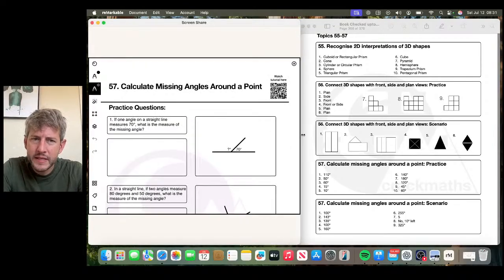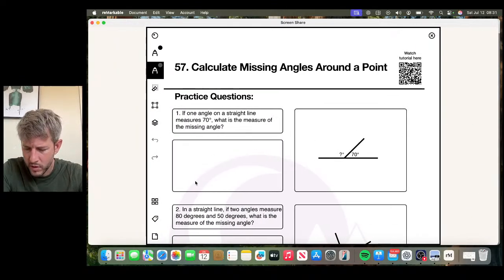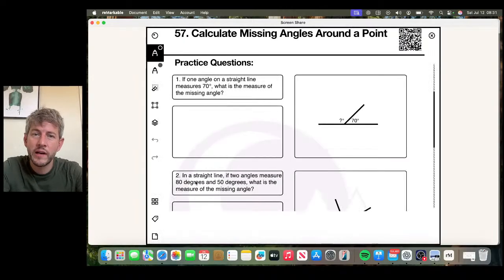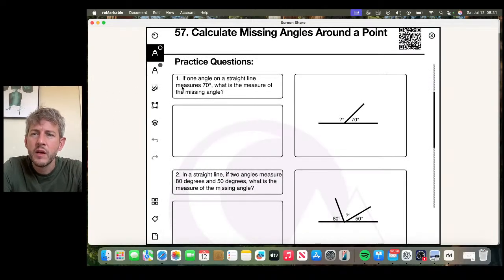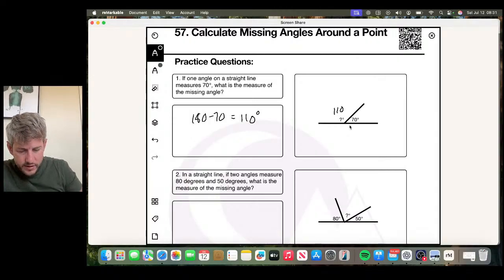So we are looking at missing angles. Okay, so question 1. So what we need to know about this is angles on a straight line add up to 180 degrees. So if one angle on a straight line measures 70 degrees, what is the measure of the missing angle? Okay, so here we go. So this one would be 110, because 180 minus 70, 110 degrees.